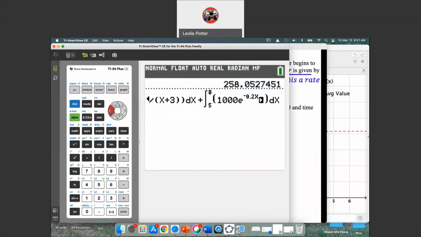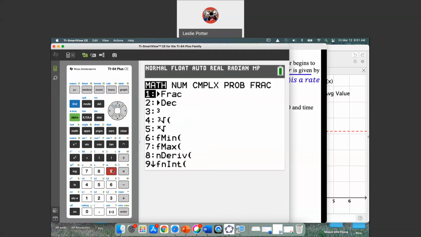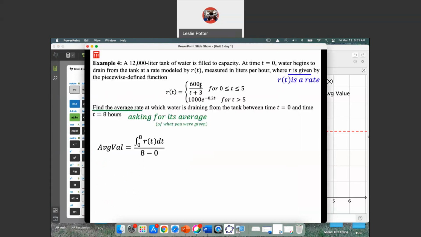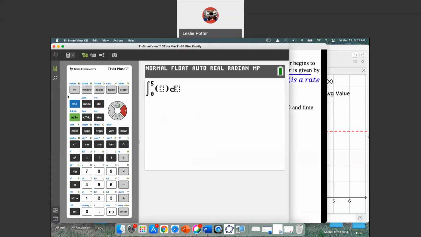Here it is in my calculator. Maybe that's not the best way of doing that. Let me just clear everything out. Okay, so we're going to do a math 9, and we're going to go from 0 to 5 across that first function. What was that first function? 600t divided by t plus 3. So 600t, but the variable we have in our calculator is x, divided by, and now we need brackets here, x plus 3. We need to divide by that binomial, and we're integrating with respect to x.